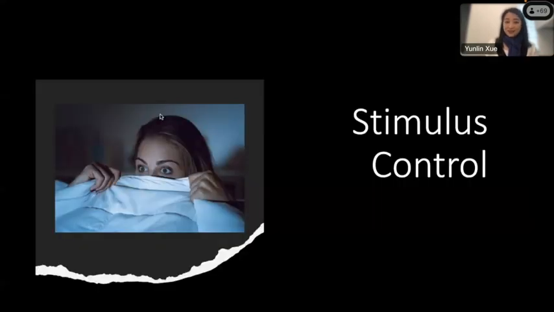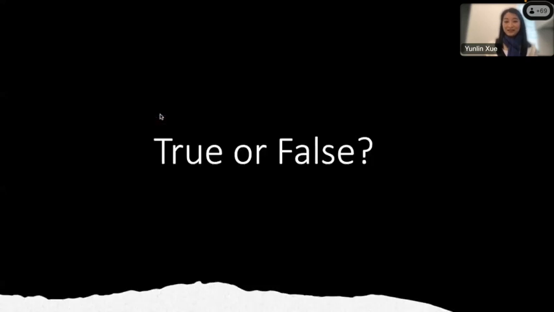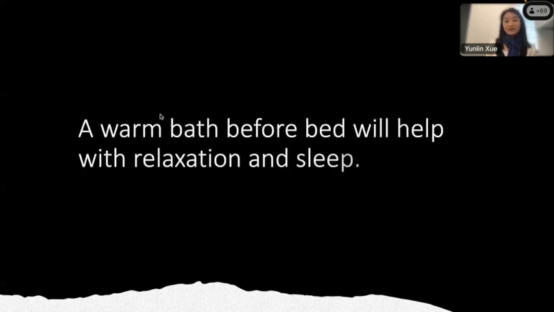And then the next piece is stimulus control. Now, before we get into that, I just have some true or false questions that I wanted to ask you all. You don't have to answer, you can just think about it in your head. So the first one is: a warm bath before bed will help with relaxation and sleep.